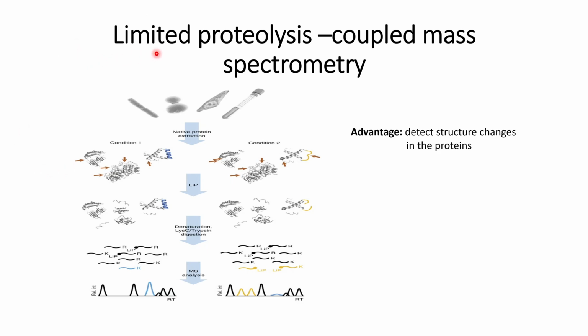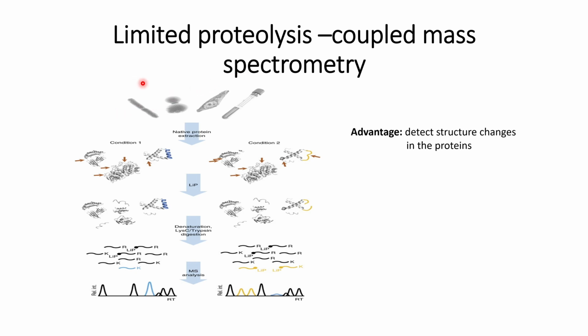In this video, we will discuss limited proteolysis coupled mass spectrometry. This is an advanced form of mass spectrometry in which we can use these techniques to detect whether there is a structural change in the protein or not. In traditional mass spectrometry, we can only detect the abundance changes in the protein. However, by using this workflow, we can also detect whether there are structural changes in the proteins or not. So let us go through the workflow in brief.